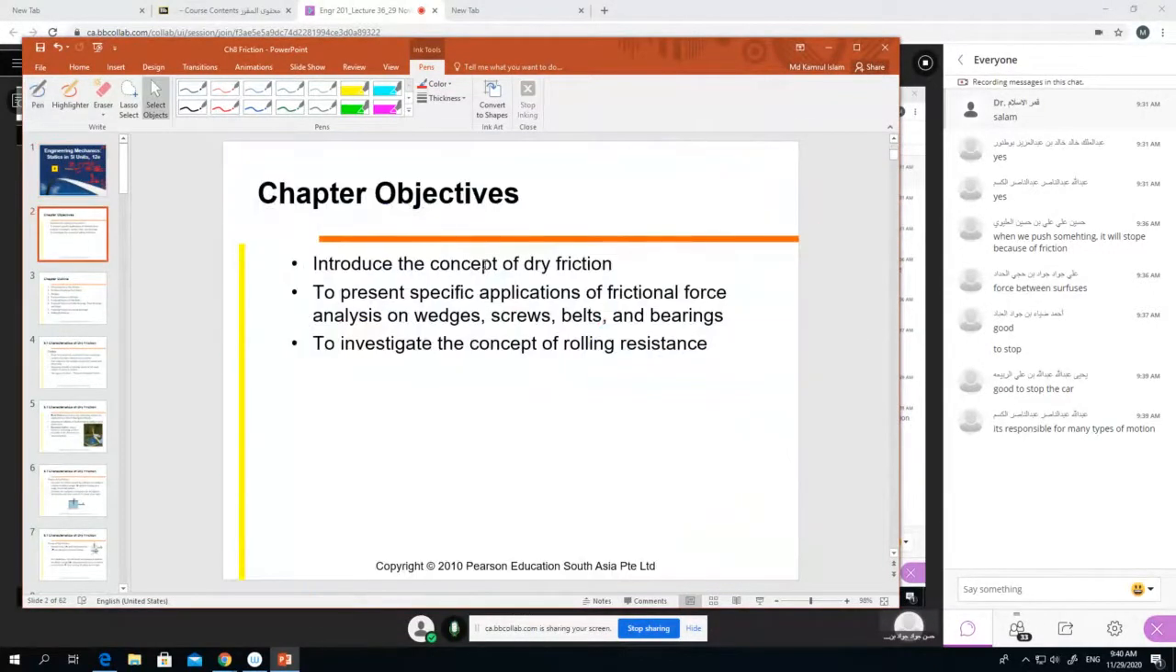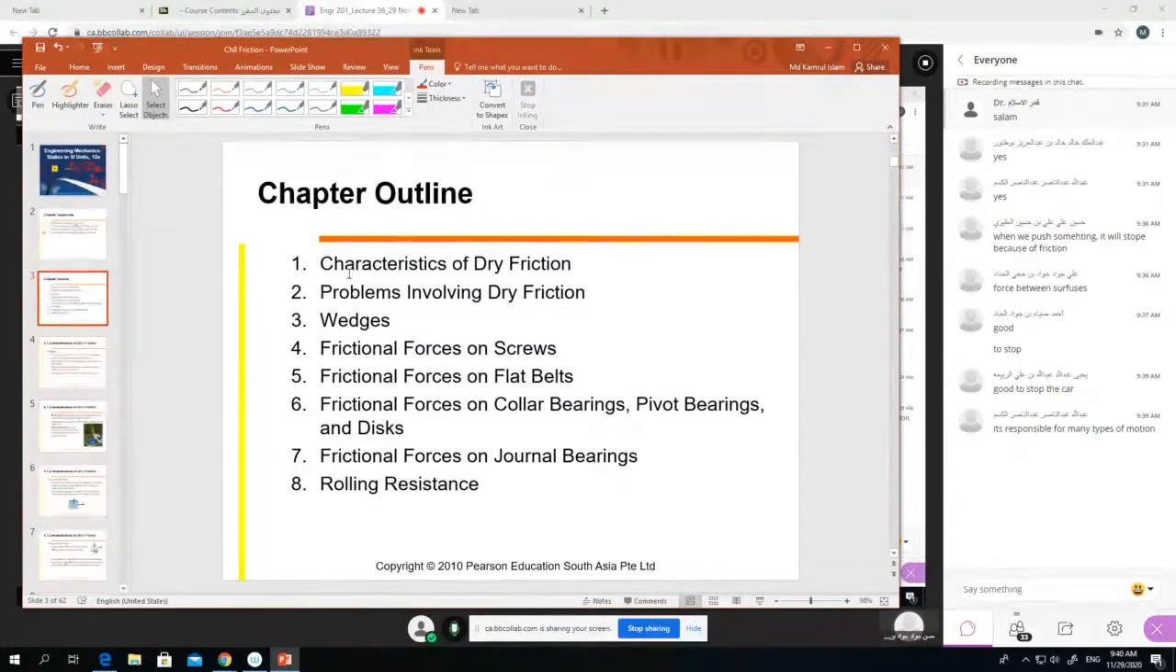Okay, friction. We introduce the concept of dry friction. Then we will present specific applications and investigate the concept of rolling resistance. Maybe we will not do that. So we learn the dry friction problems, and after that it's finished. Maybe we will not go that far. Okay, we'll finish 1 and 2.